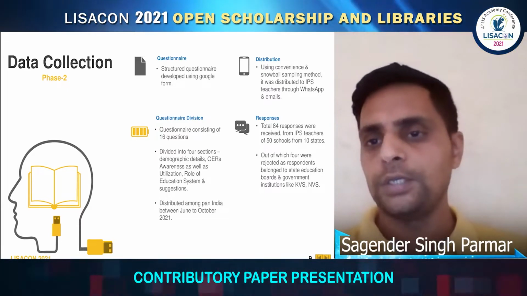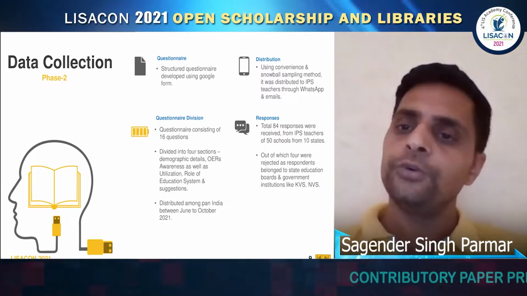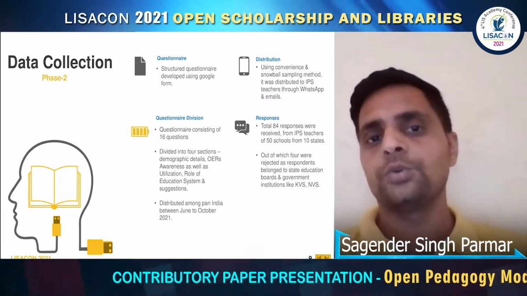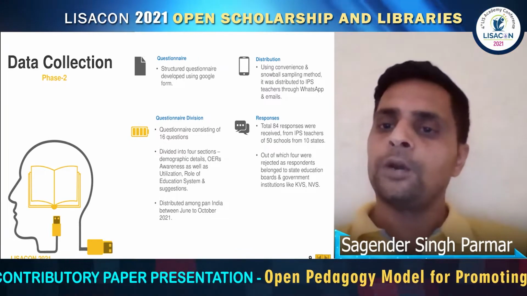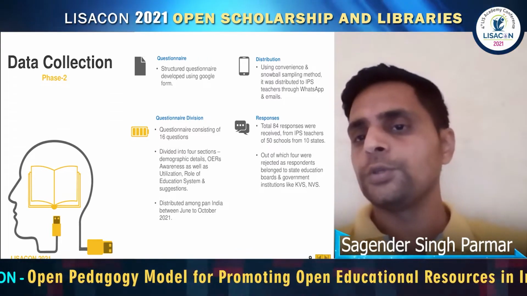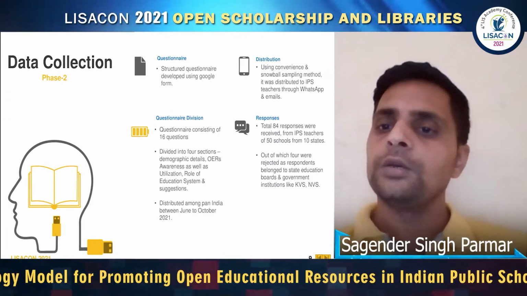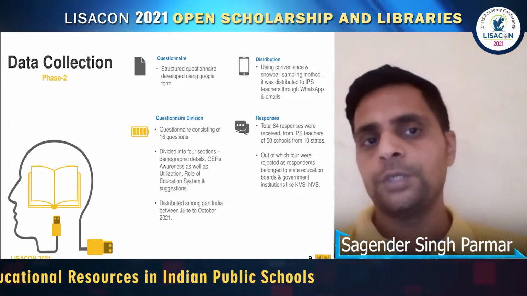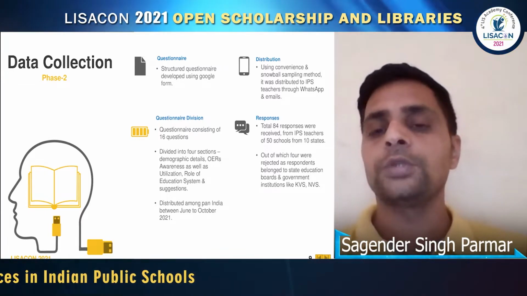It means that a total of 84 responses came from 50 schools in 10 different states. Out of these 84 responses, four were rejected because they belonged to either government schools or schools that were not from the CBSE board.